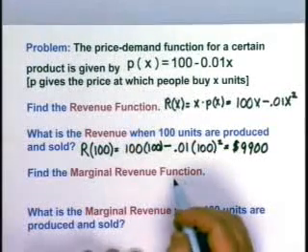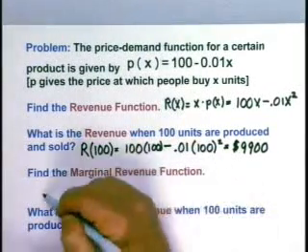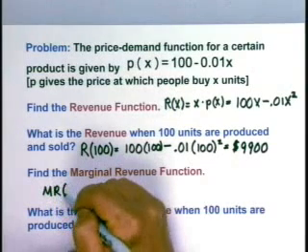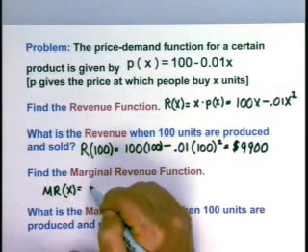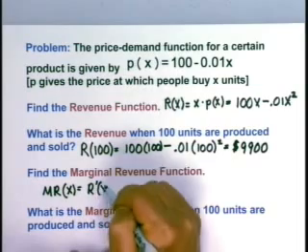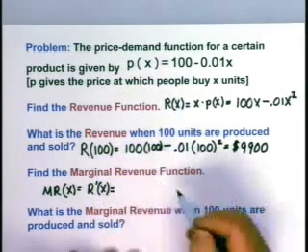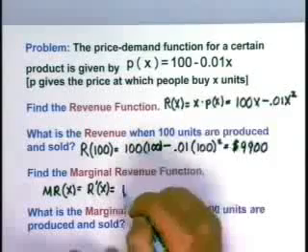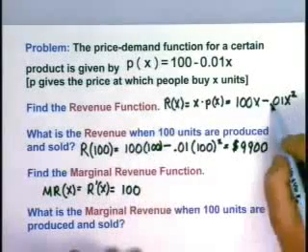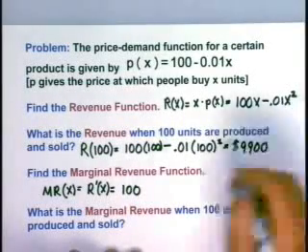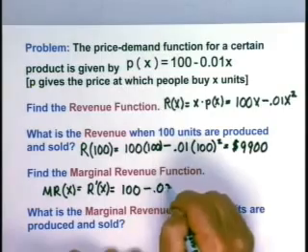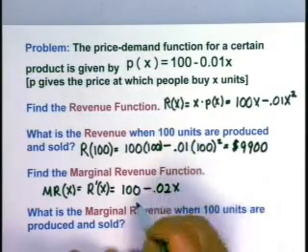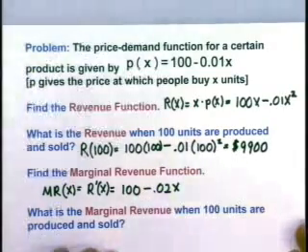According to the definitions that we just established, the marginal revenue, MR of x, is the derivative of the revenue function. So the derivative of the revenue function, well, the derivative of 100x is 100, and the derivative of minus 0.01x squared would be minus 0.02x. So this is the marginal revenue function.